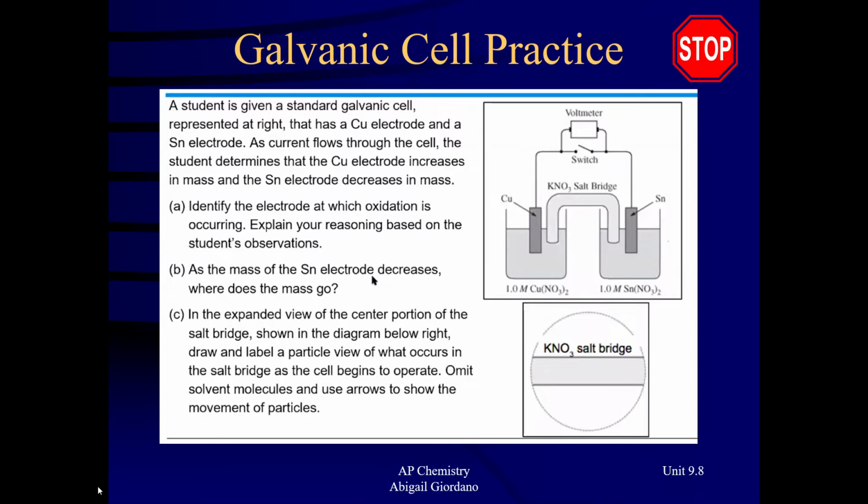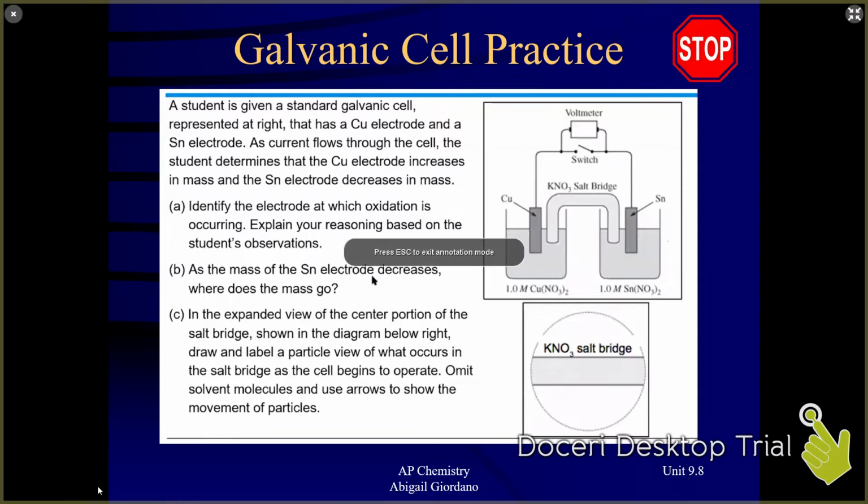Okay, we have a copper electrode, a tin electrode, and it says, as current flows through the cell, the student determines that the copper electrode increases in mass and the tin electrode is decreasing in mass. Okay, well, think about the half reactions for that. If copper is increasing in mass, that means that the copper solid must be a product, okay? Because it's gaining mass. We're making more solid, which means this is what the half reaction must look like, okay?